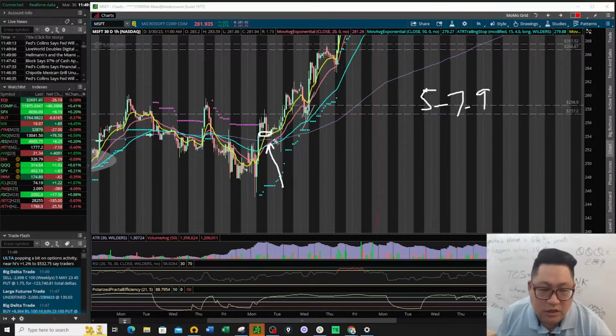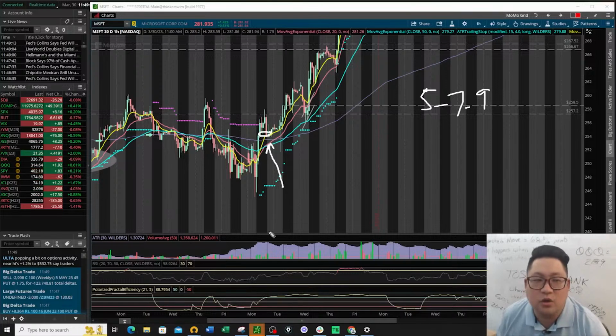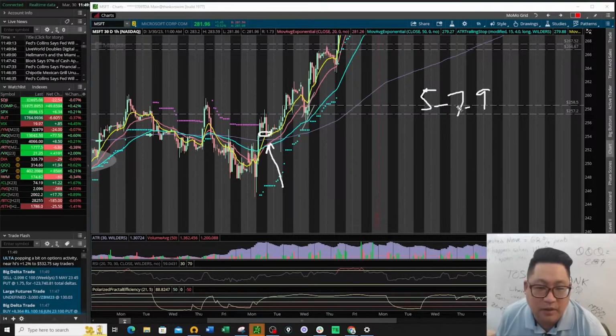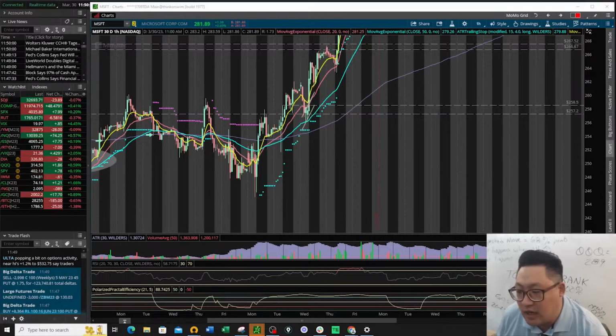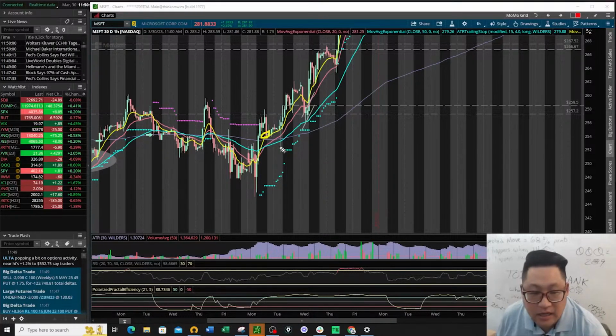We also need the 20 to cross up. That's when it's truly valid. So we look to buy 25 cents above where the 9 EMA would be and place our stop 25 cents below the 50 EMA, okay? So that means that I am going to look to buy right above that yellow line once that pink line crosses up and have my stop below the blue here.